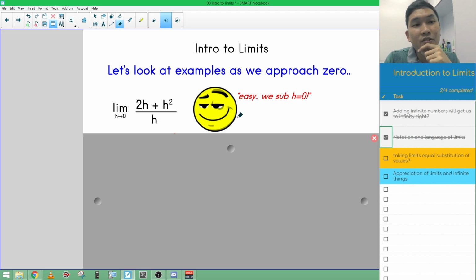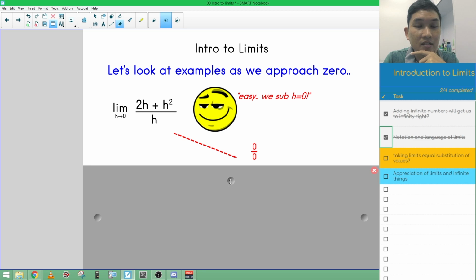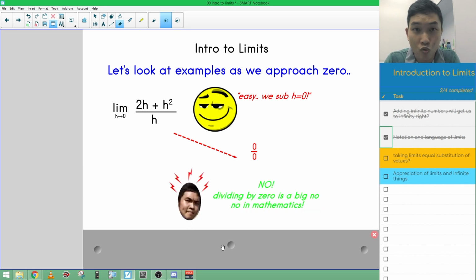So this smiley face over here suggests that, hey, this is easy. Let's just substitute h equals 0. And when we substitute h equals 0, you'll see, right? The numerator becomes 0. The denominator becomes 0. And what you have is 0 divided by 0, which is a big no.